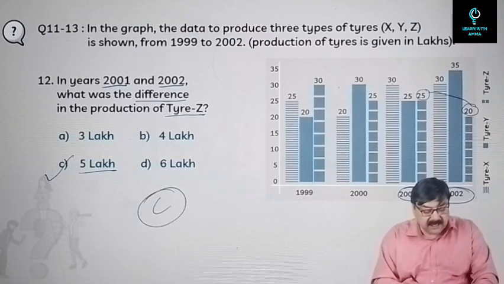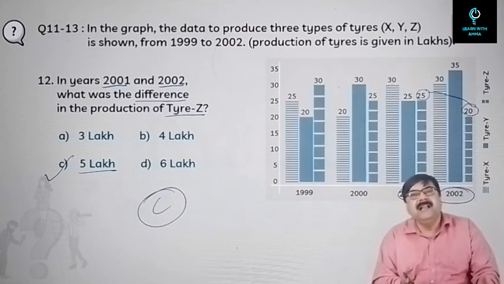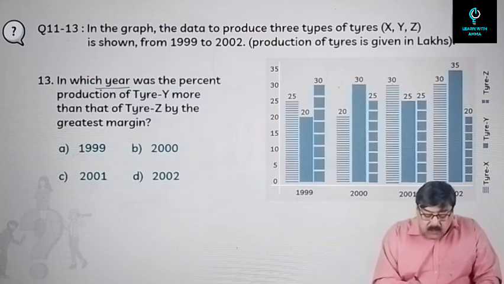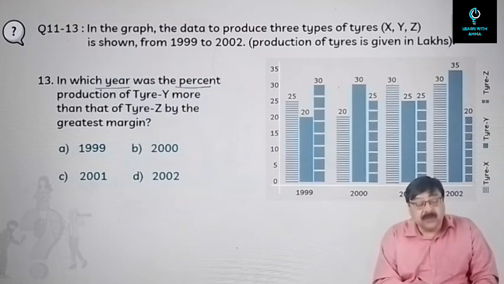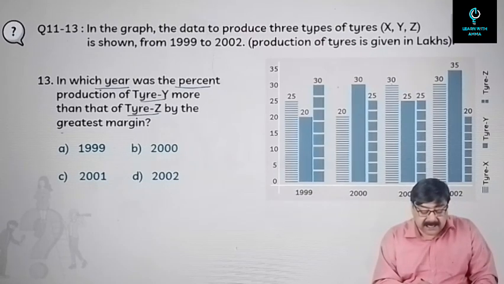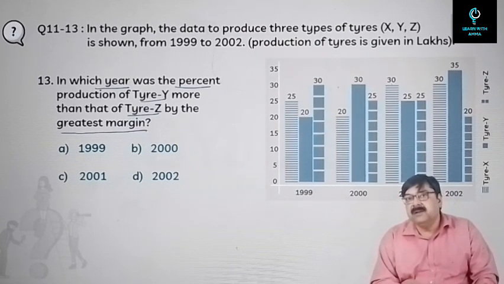So choice C here is the correct answer. Hardly any calculation involved, just an observation based question. Now, in which year was the percent production of tire Y more than that of tire Z by the greatest margin? Now here some calculation is involved.